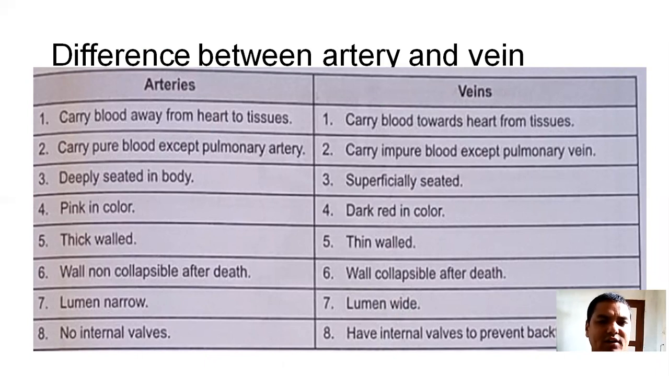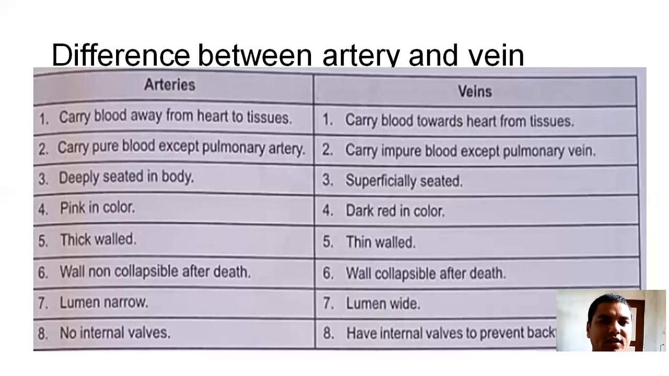Artery is pinkish in color, vein is dark red in color. Thick wall is present in artery, but vein has a thin wall. Artery's wall is non-collapsible after death, but vein walls are collapsible after death. Lumen is narrower in artery but wider in the vein. Internal valve is absent in arteries, but internal valves are present to prevent backward flow of blood in the veins.